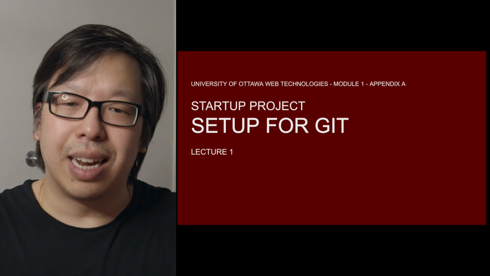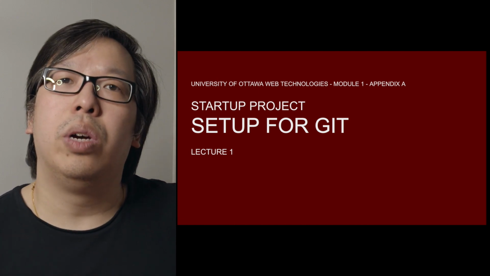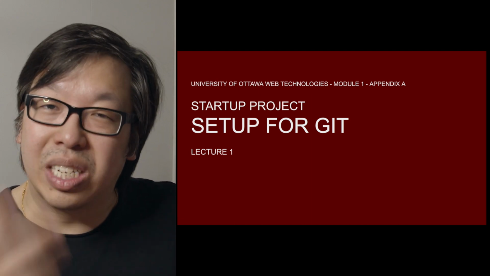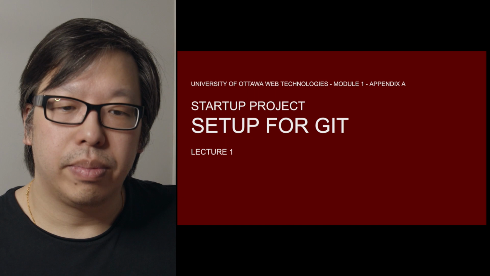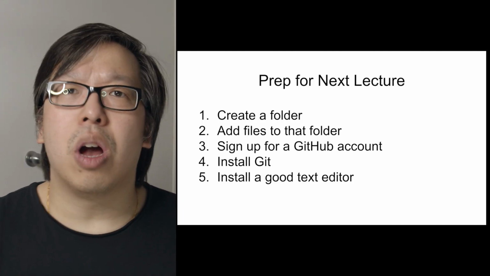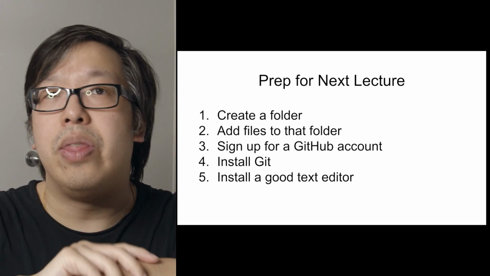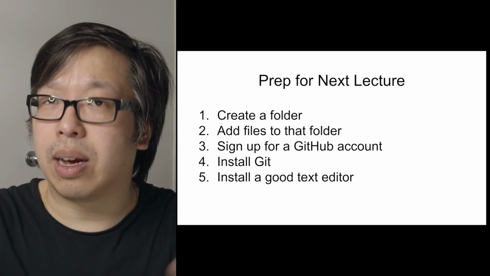And that's what we call appendix A, the setup for Git. So this is what we're going to do to get set up and get ready to learn Git in the next lecture. We're going to do 5 things here, and we're not going to do all of them in this video. We're just going to talk about them, and some of the stuff you'll have to learn and go do yourself.